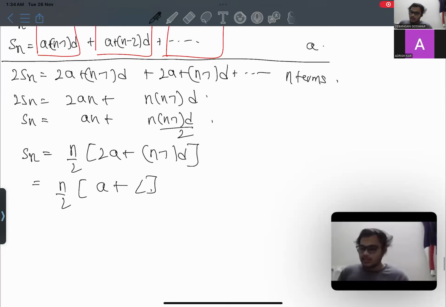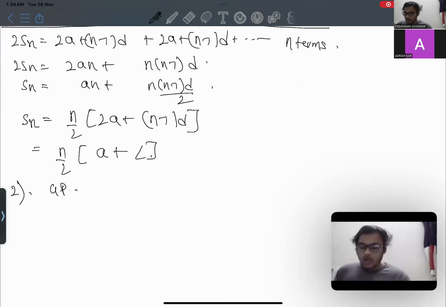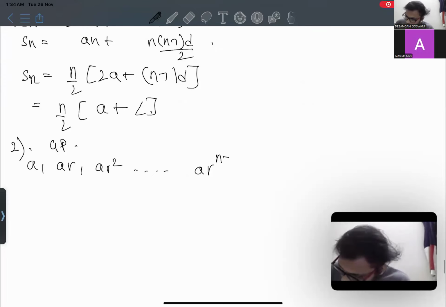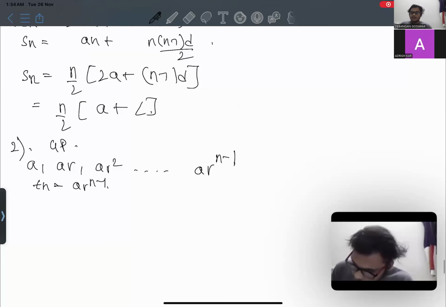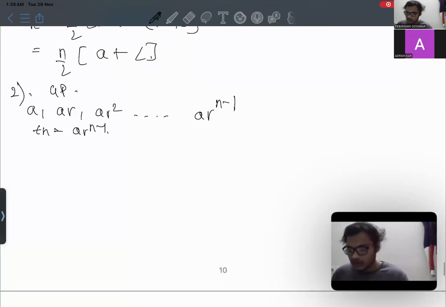Right? Another type of progression is geometric progression. In geometric progression, each term of the progression is obtained by multiplying the previous term by a non-zero constant. Right? So the first term is A, the second term is AR, the third term is AR square, up to AR to the power n minus 1. Again, Tn, the last term here, would be AR to the power n minus 1. So now, let's try to find out the sum of this series.